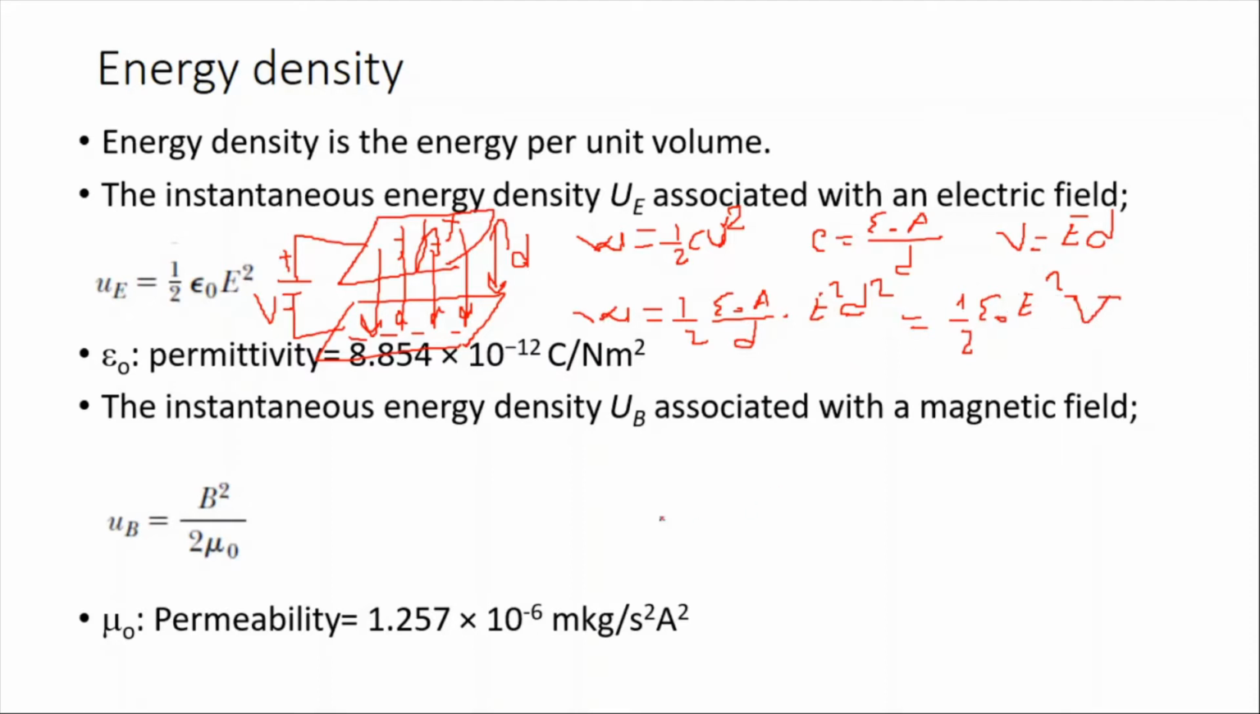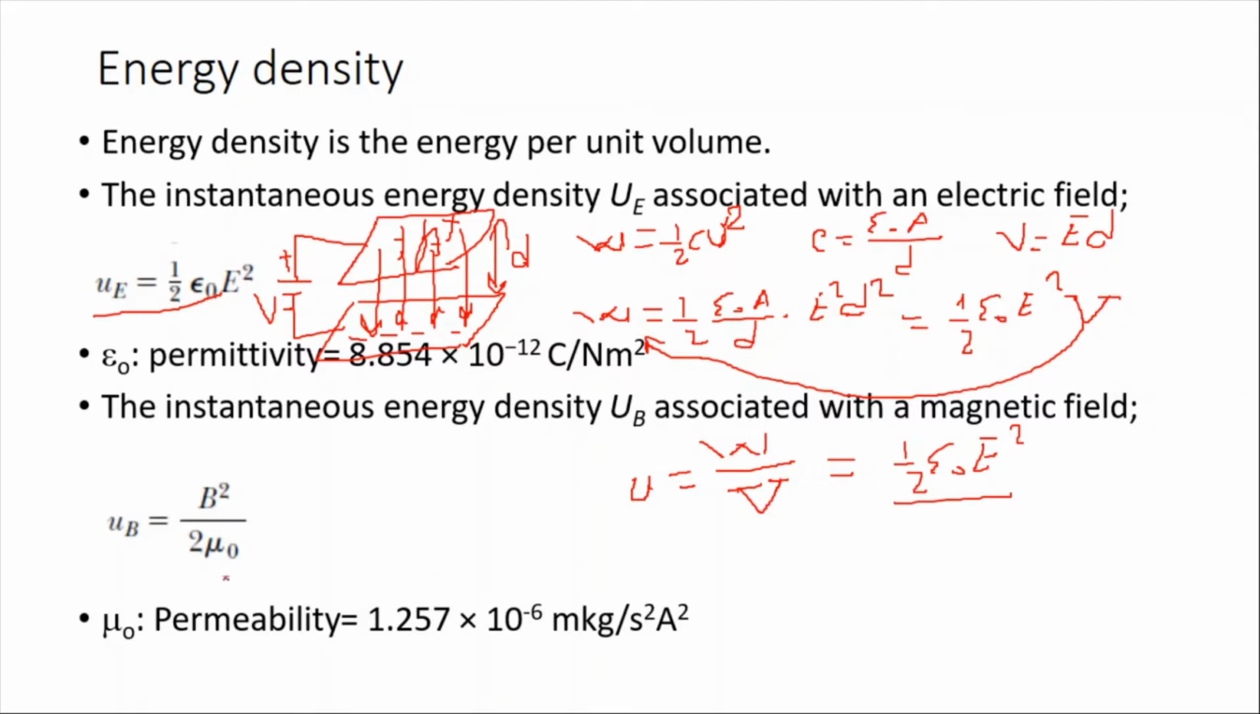Now we know that the energy density is equal to energy divided by the volume. So if we divide by this volume, then the energy density is equal to 1 over 2 epsilon 0 E square. As you see, the energy density is equal to this. Similarly, you can prove that the energy density for the magnetic field is equal to B square divided by 2 mu 0.